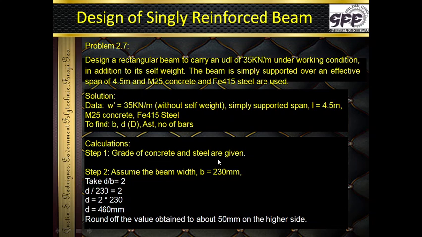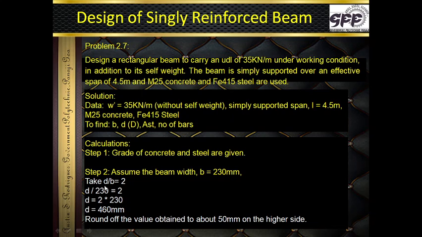Solution. So when we are going for the solution, in the calculations we have step number 1, grade of concrete, that is already given, grade of steel is already given. Now we look at step number 2. In step number 2, assume the beam width as 230 mm. So we start by assuming the width as 230 mm. Maybe another engineer will assume it as say 250 mm, someone else may assume it as 200 mm, whatever. So in this problem we are taking the width as 230 mm.